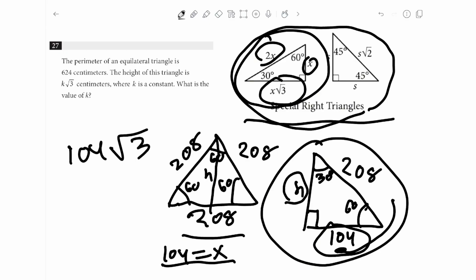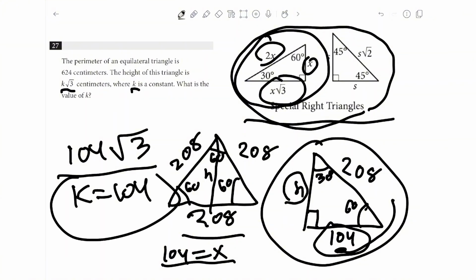So they're telling us that the height of the triangle is k times root 3. We know that it's 104 times root 3. They're asking us what k is. k is just 104. That's it.